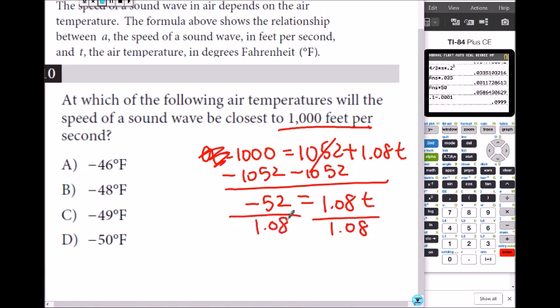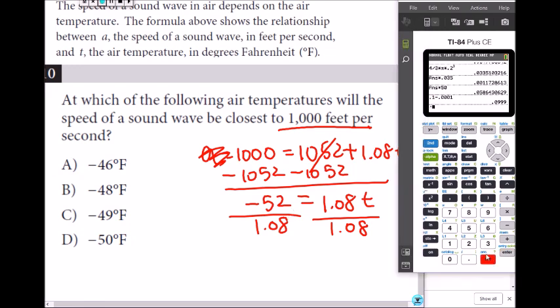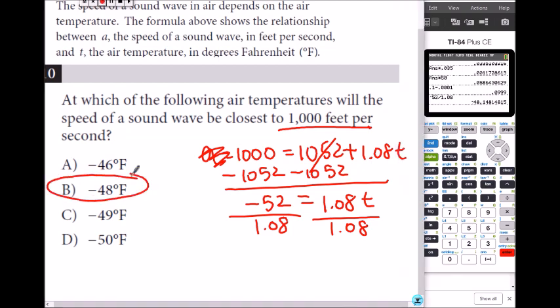So now you divide by 1.08. So it must be negative. So here use a calculator. Negative 52 divided by 1.08. You get around negative 48 when you round it, right? 0.1. So you will drop 0.1.